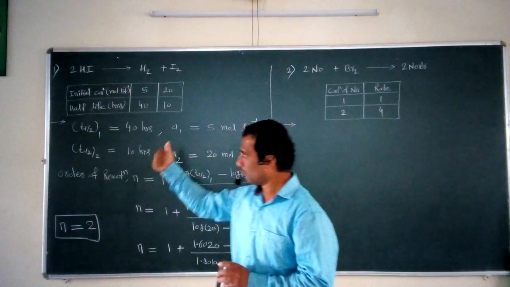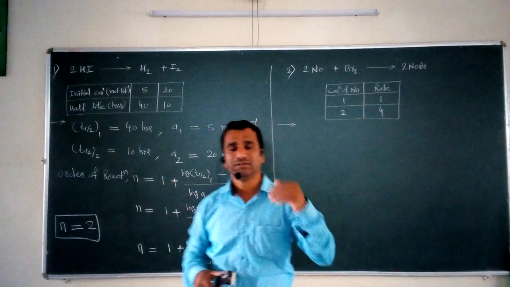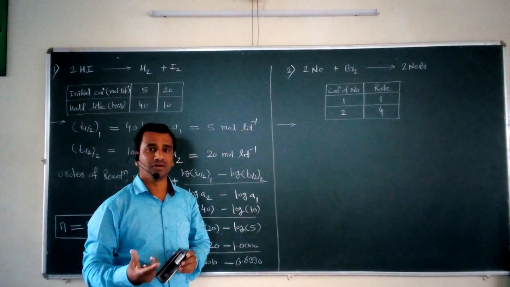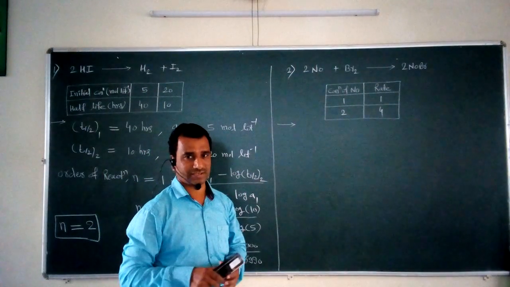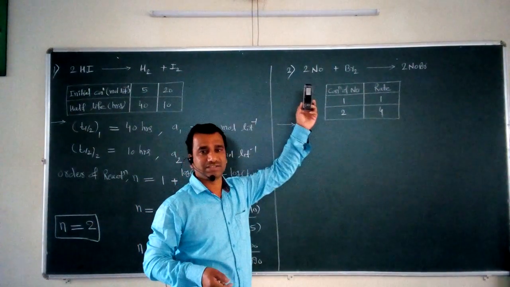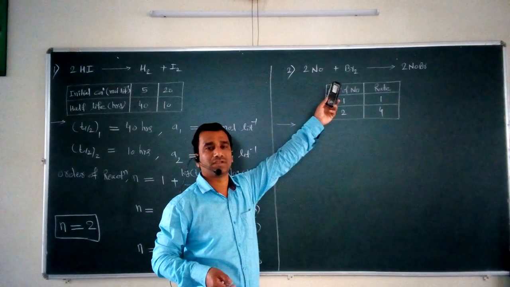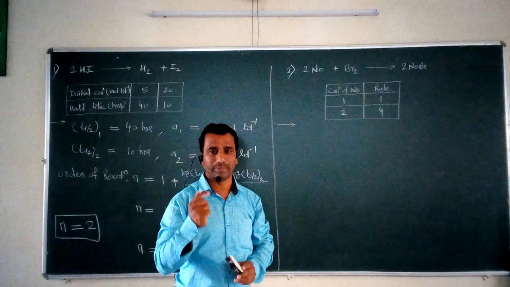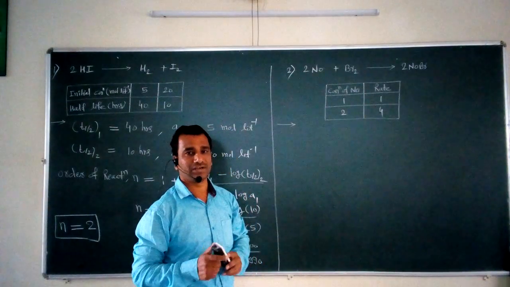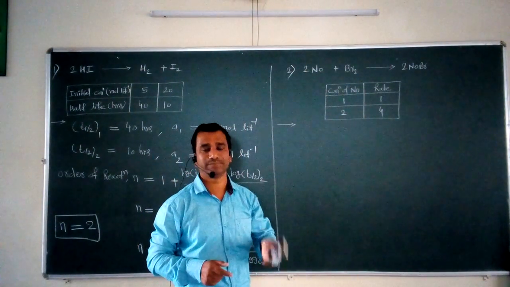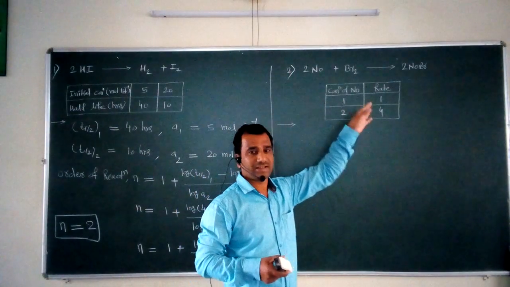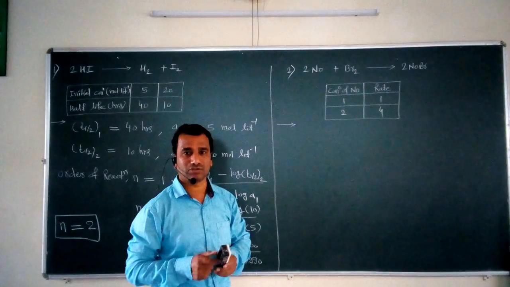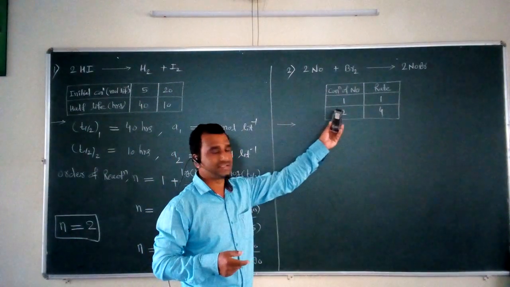Now that we have solved the first simple numerical, we take the second, different type of numerical for the calculation of the order of a chemical reaction. For this purpose, the chemical reaction given is 2 moles of NO plus Br2, which gives 2 moles of NOBr, that is nitrosyl bromide. Now during this conversion, what happens? How do we correlate the concentration of NO and the rate? For this purpose, some data is given in a table.